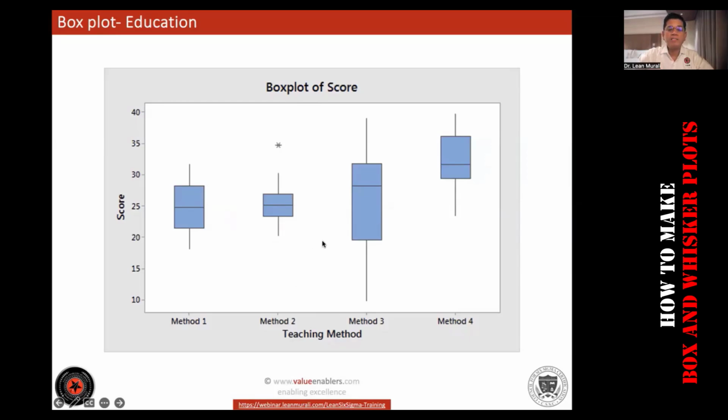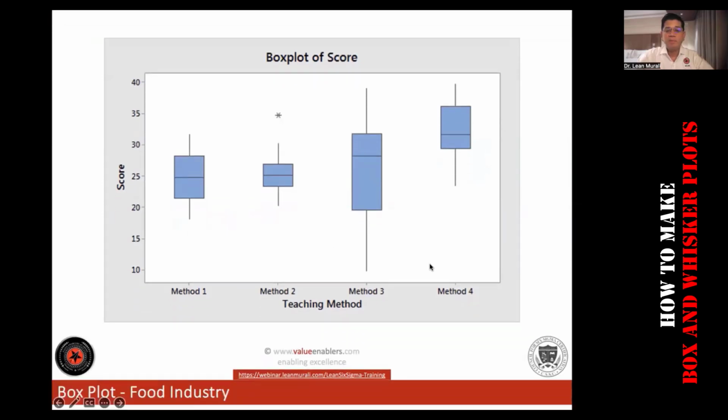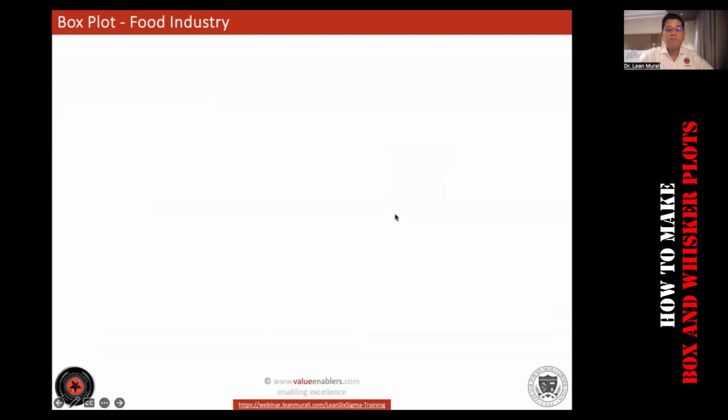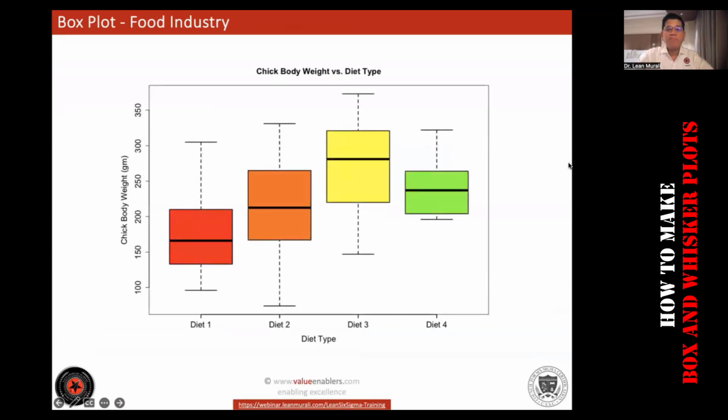Let me go to the next example, in the food industry. Let's say the chick body weight depends upon the diet type that you give to the chick. Which diet is giving good body weight to chicks?